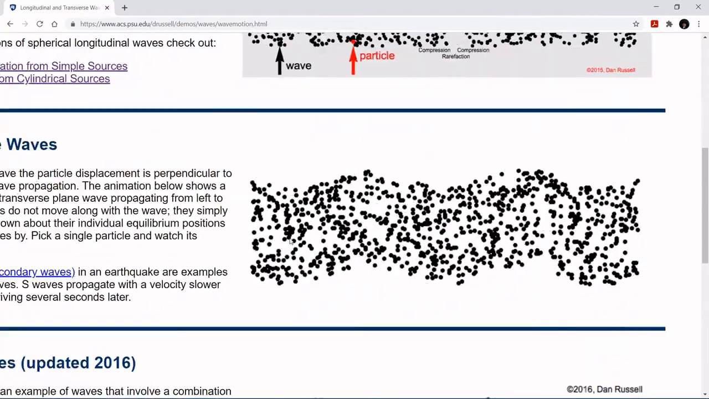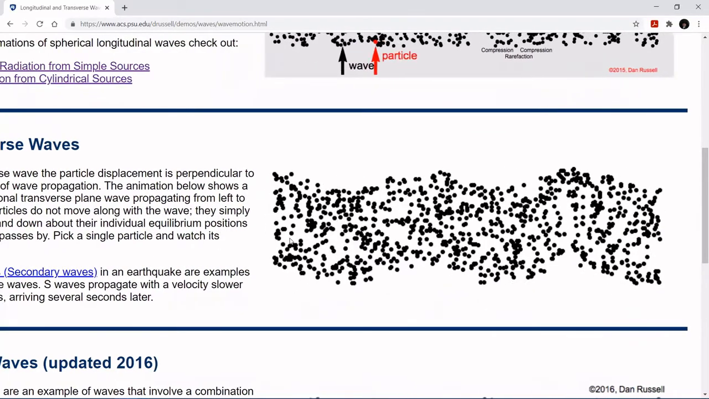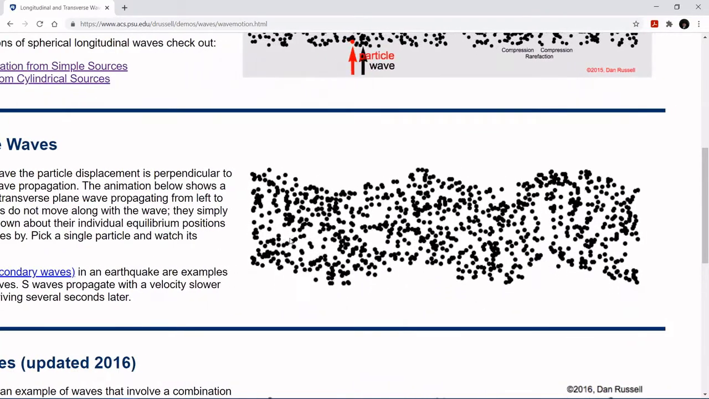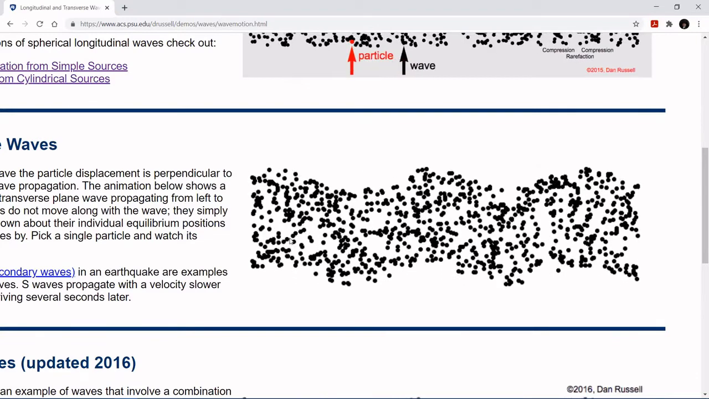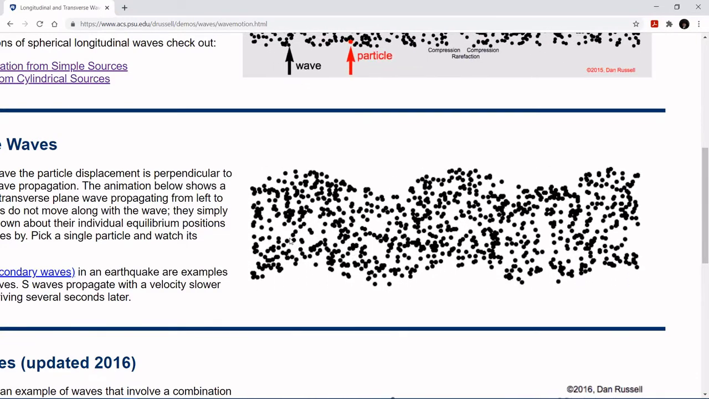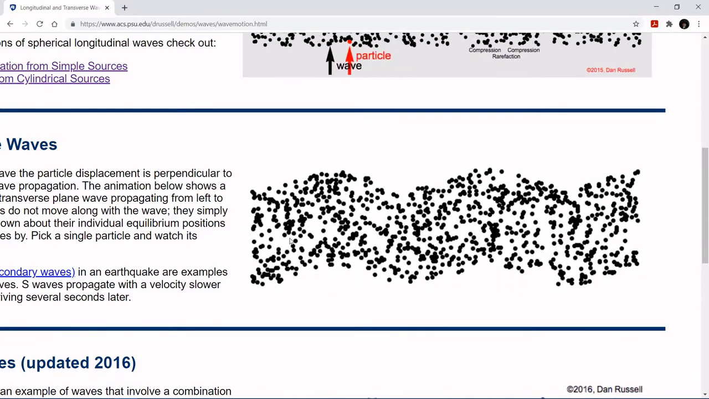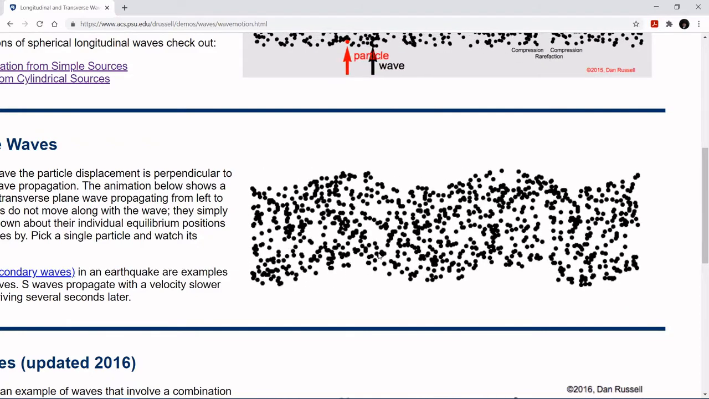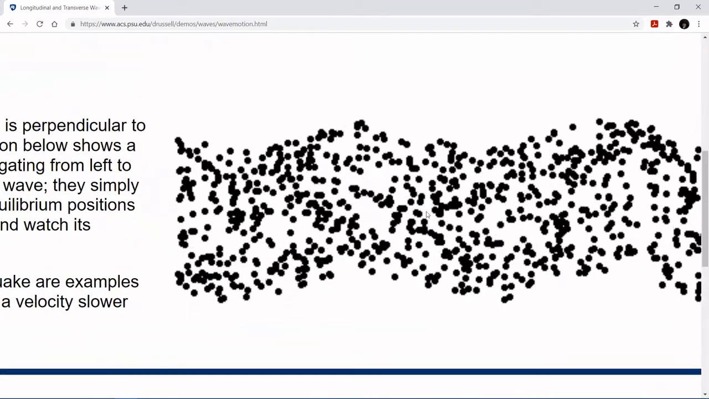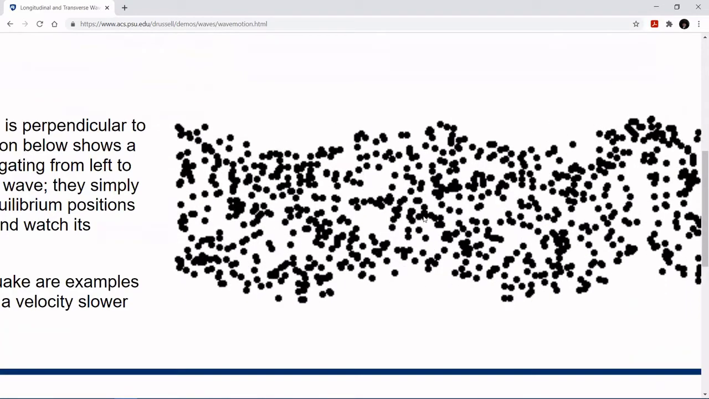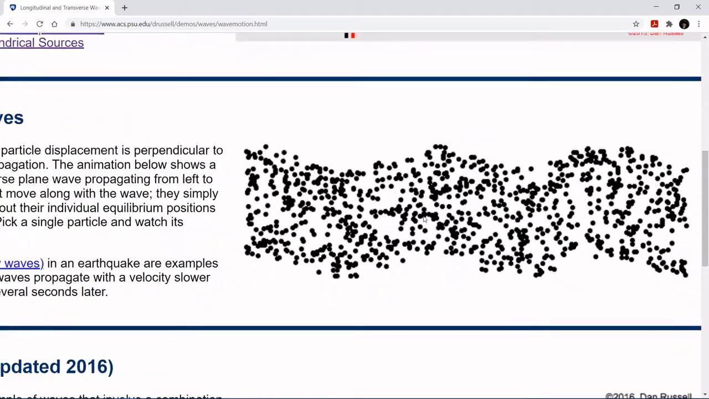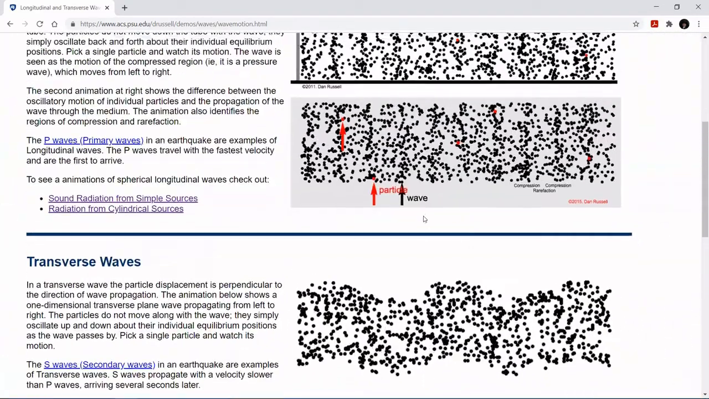Here's a little simulation of transverse waves. And even with these transverse waves, you almost get the impression that there's bulk motion of matter from left to right, not as much as with the longitudinal waves, but it's pretty obvious that each of these particles is merely oscillating up and down. So there is the difference between longitudinal and transverse waves.